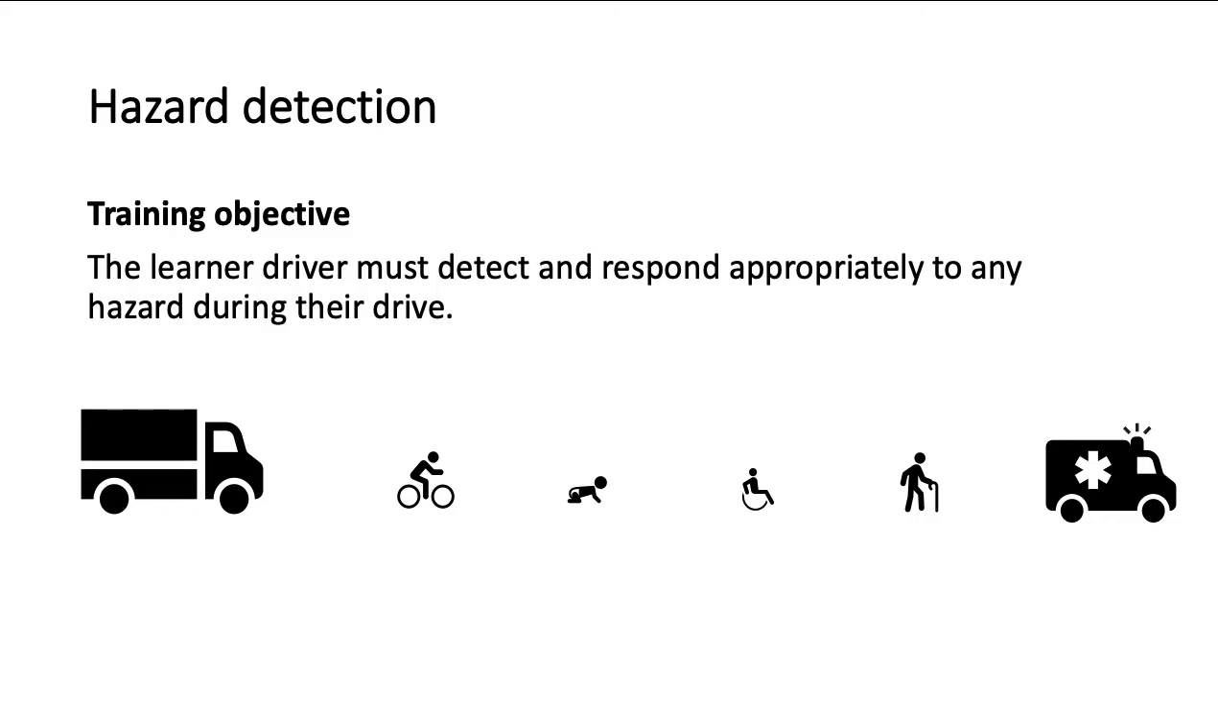Hazard detection. The training objective for this component is the learner driver must detect and respond appropriately to any hazard during their drive. So we see a range of icons there showing some of the potential hazards that may be on or near the road.